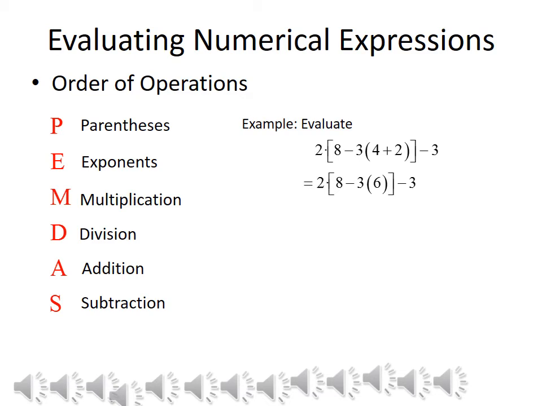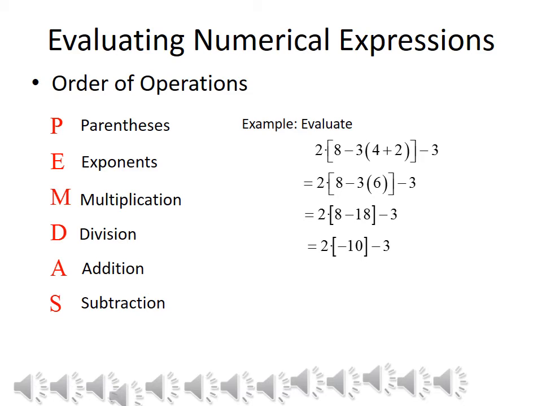If we add the 4 and the 2 together inside those parentheses, that's going to give us 6. So inside our square brackets, we now have 8 minus 3 times 6. Next, we'll do multiplication within the square brackets. We need to simplify 3 times 6, and 3 times 6 is 18, so now inside the square brackets we have 8 minus 18. The final step to simplifying what's inside the square brackets is to do the subtraction there. So 8 minus 18 gives us negative 10, and we've completely evaluated everything inside the square brackets.